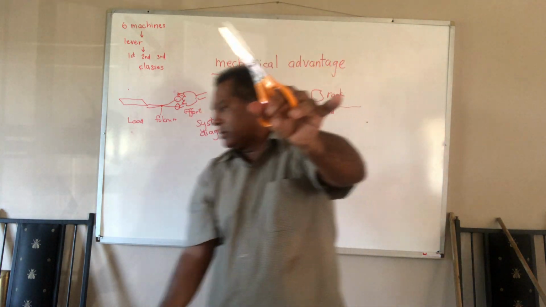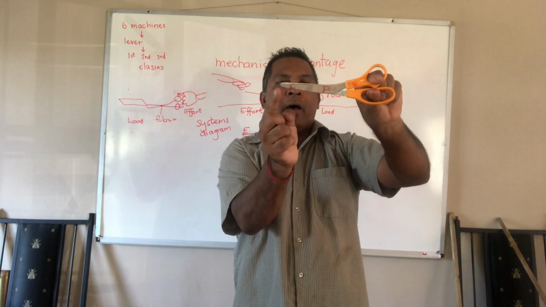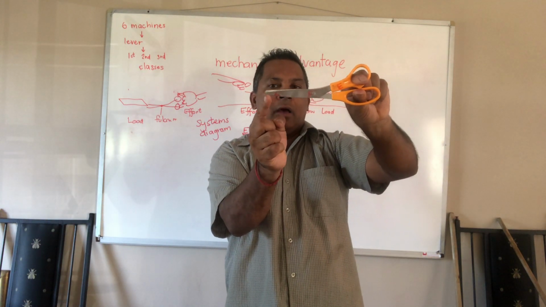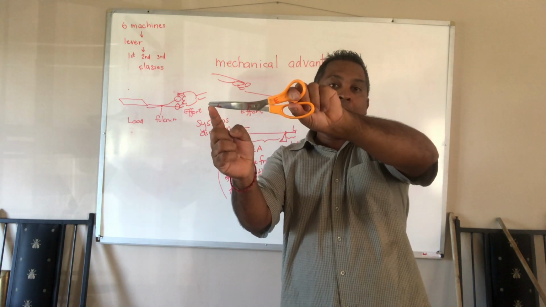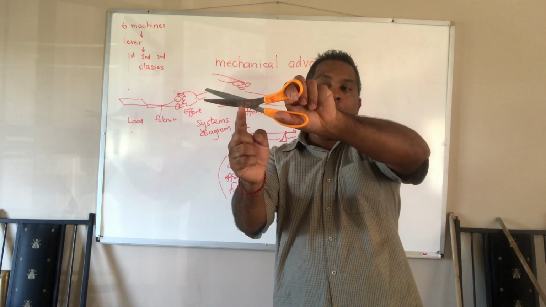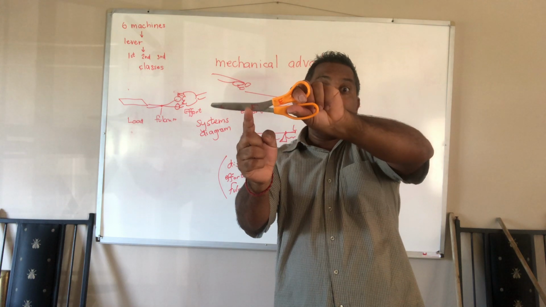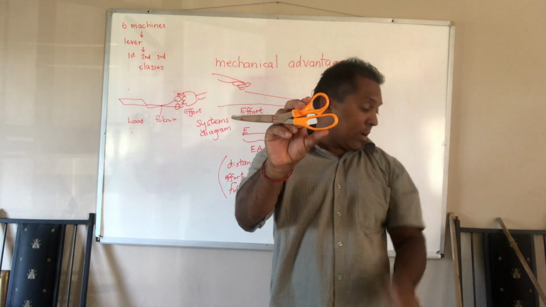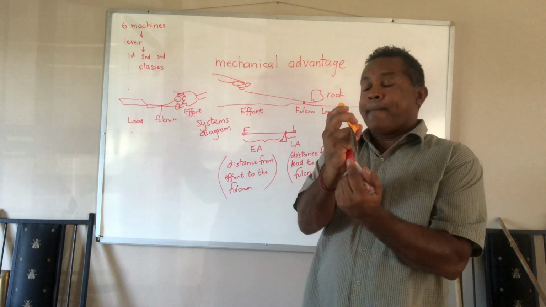Let's see what happens. There's the scissor again. For paper, the load happens to be here. When I use cardboard, I shifted the load to here. I put the cardboard here. Look what I am doing now. Look what happened.